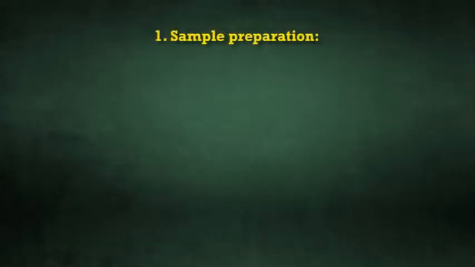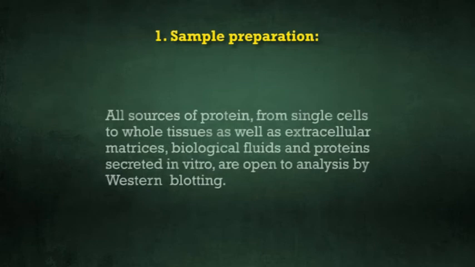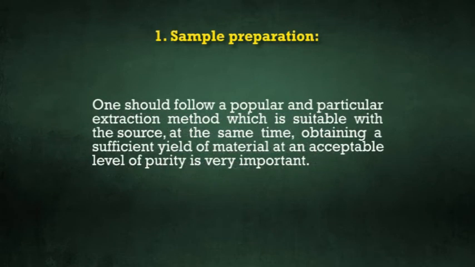Number 1. Sample preparation. All sorts of protein, from single cells to whole tissues as well as extracellular matrices, biological fluids, and the proteins secreted in vitro, are open to analysis by Western blotting. One should follow a popular and particular extraction method which is suitable for the source. At the same time, obtaining a sufficient yield of material at an acceptable level of purity is very important.